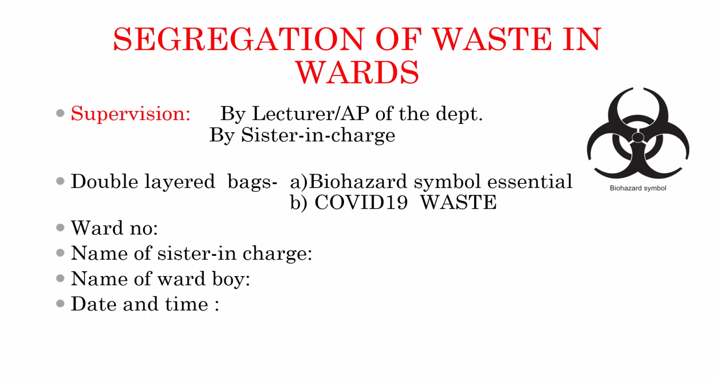Segregation of the waste in the wards. So how to segregate waste in the ward? It is under supervision by lecturer or associate professor of the department, by sister in charge. So a double layered bag is there, and on that a biohazard symbol is essential, and also for COVID-19 waste. Ward number, we have to write it on it, name of the sister in charge, name of the ward boy, and date and time.